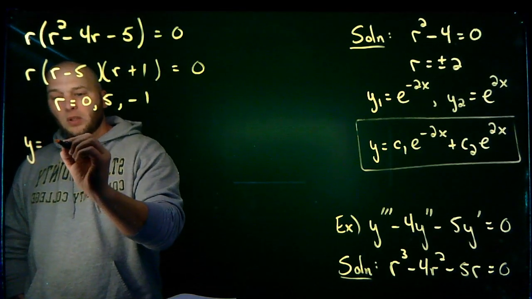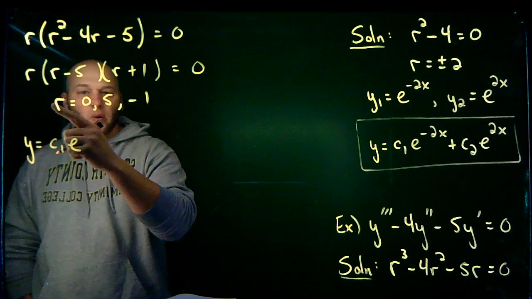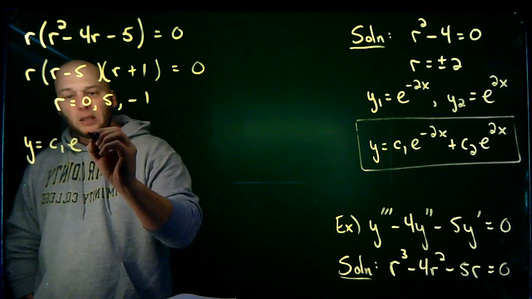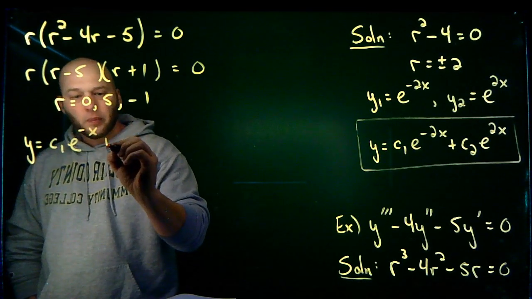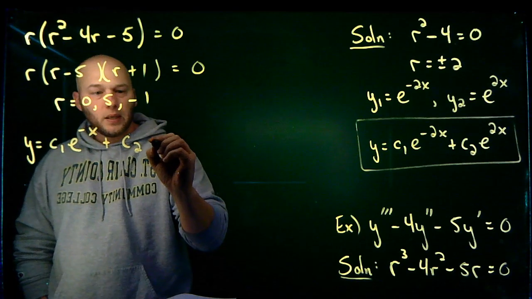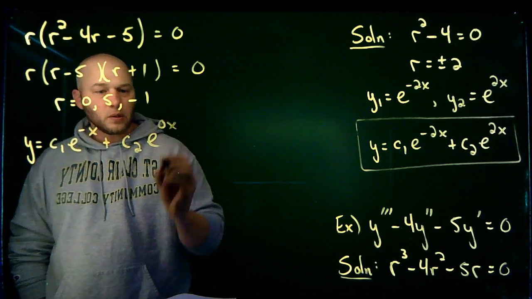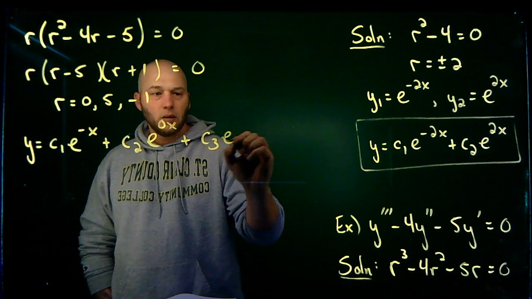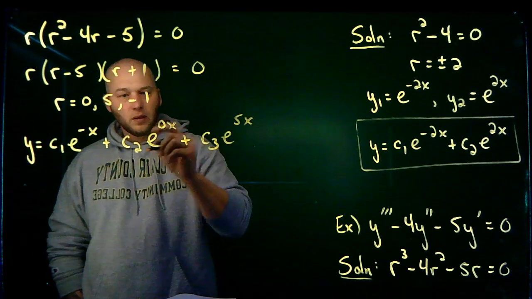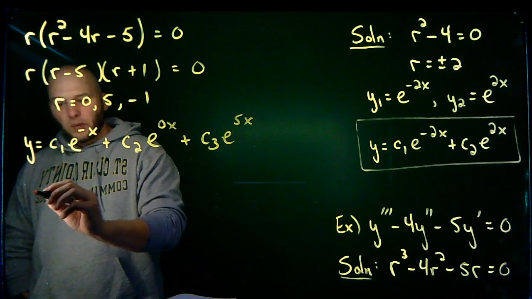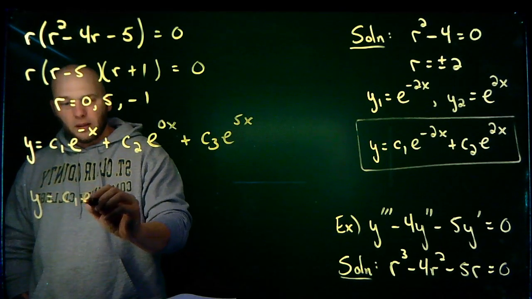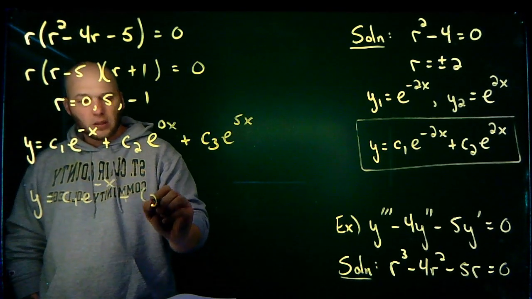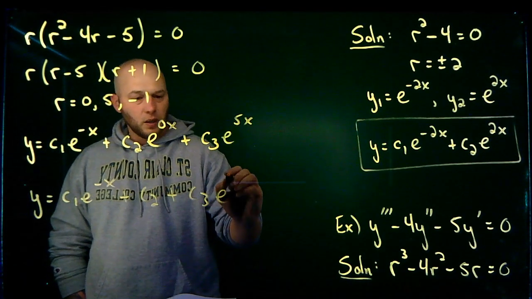Y is equal to C1 e to the -x, I'll just go in increasing order, plus C2 e to the 0x plus C3 e to the 5x. And of course e to the 0x is 1, and that would give me y equals C1 e to the -x plus C2 plus C3 e to the 5x.